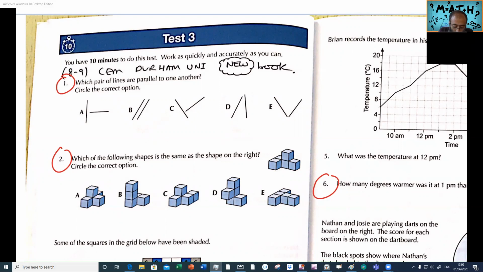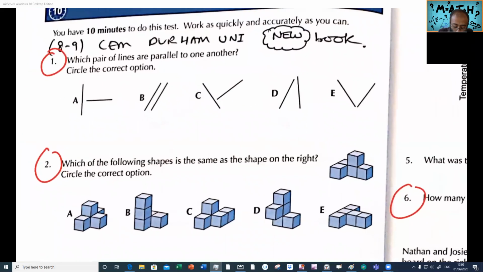Right, let's have a look at question number 1. It says, which pair of lines are parallel to one another? Circle the correct option. Now, the best way to think about parallel lines, the easiest example I can give any student, is to think about railway tracks. Railway tracks are the same distance apart at all places.